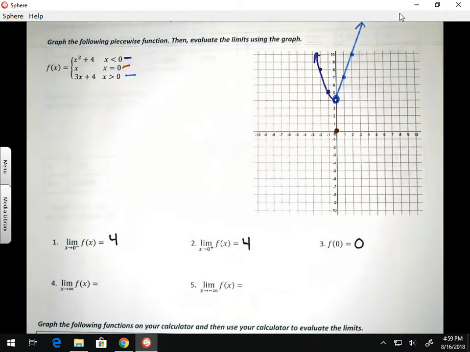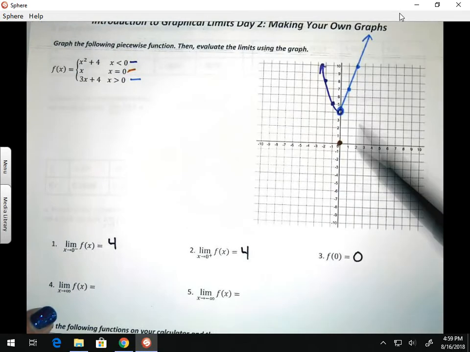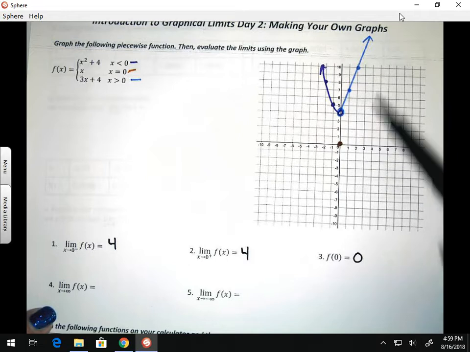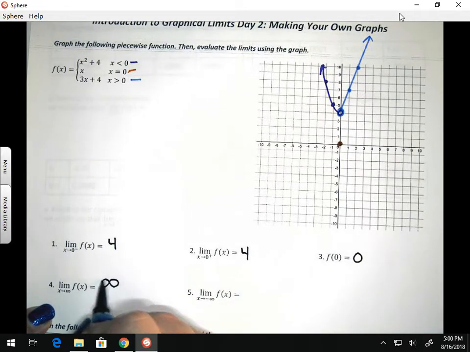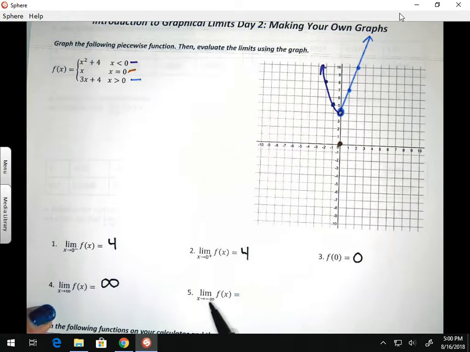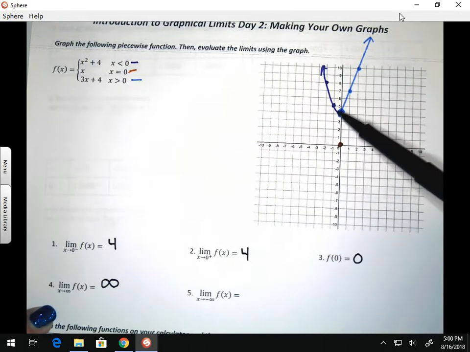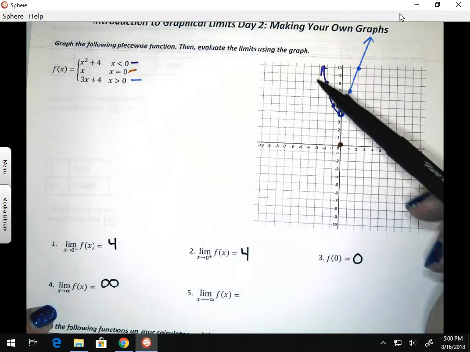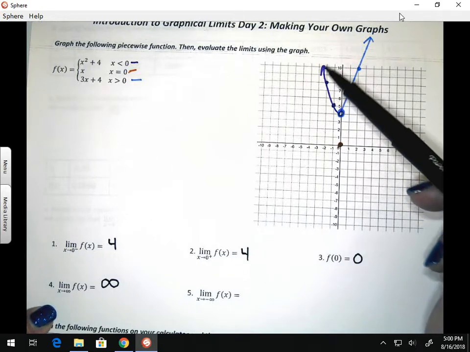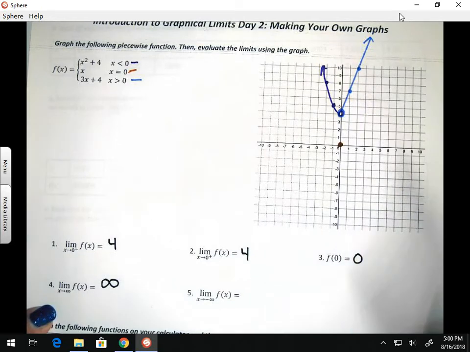Okay. Then we want to look at the limit as x approaches infinity of f of x. So we're going to be looking at x values getting bigger and bigger. We're looking at the blue line, which is going off to positive infinity. And then if we look at the limit as x approaches negative infinity of f of x, we're looking at the purple parabola, because those are my more negative x values. That's also going up to positive infinity.